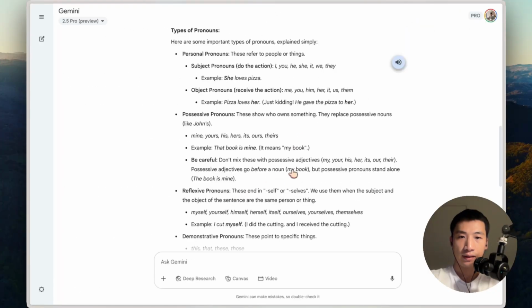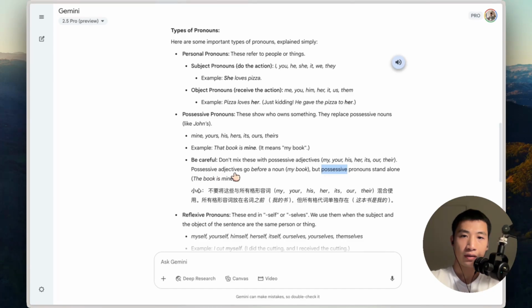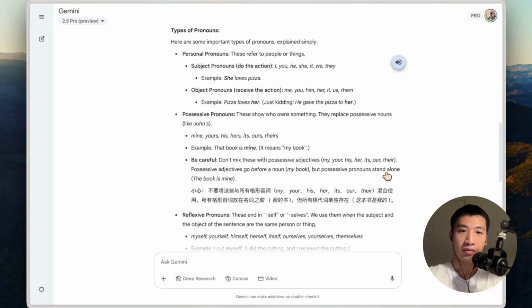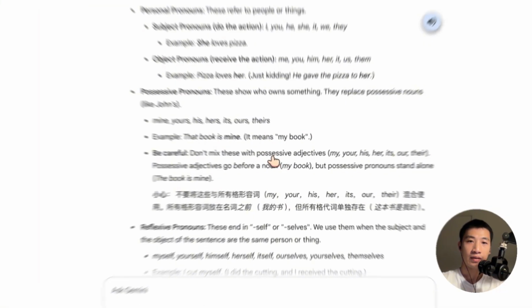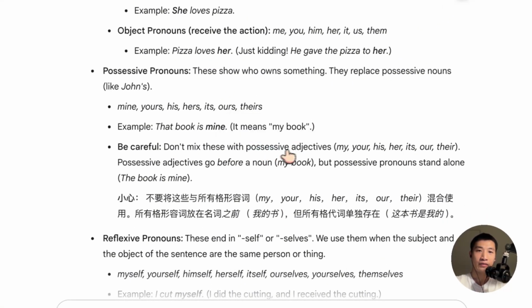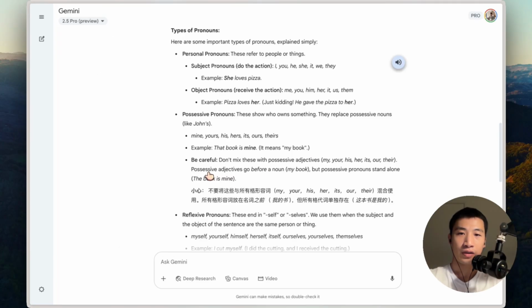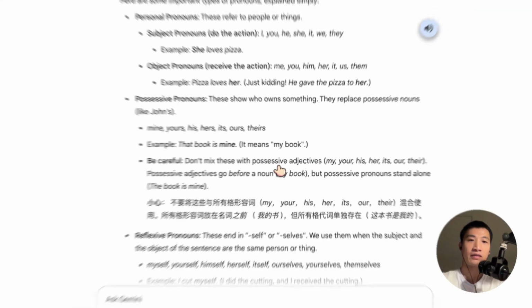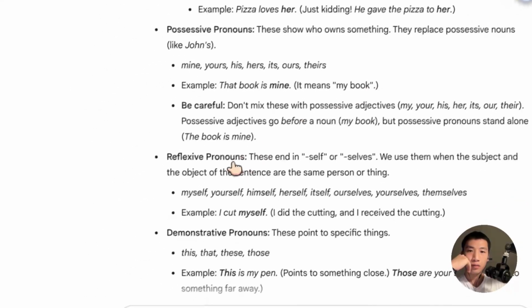What does this mean? Possessive adjectives go before a noun, but possessive pronouns stand alone. Okay, I shouldn't mix these pronouns, possessive adjectives and possessive pronouns. The book is mine.